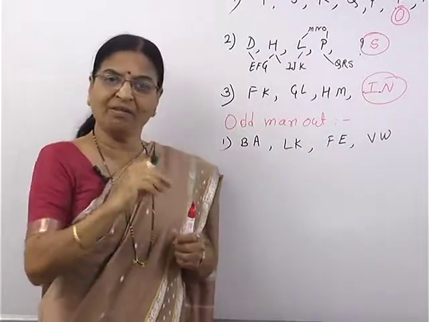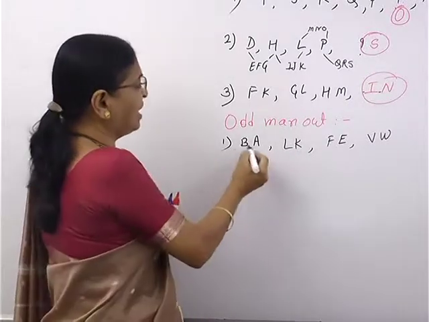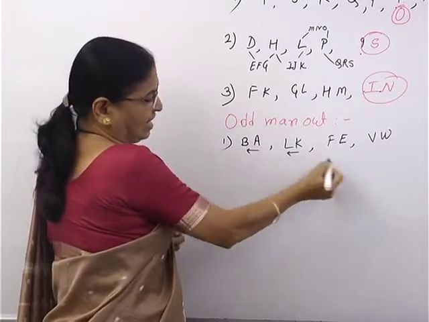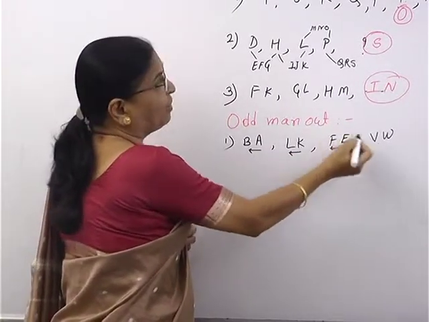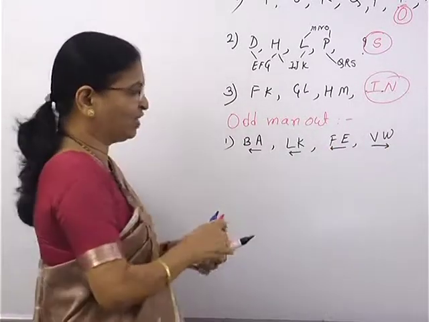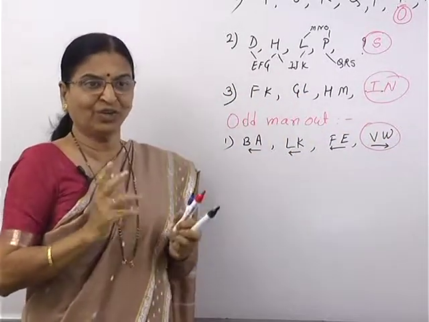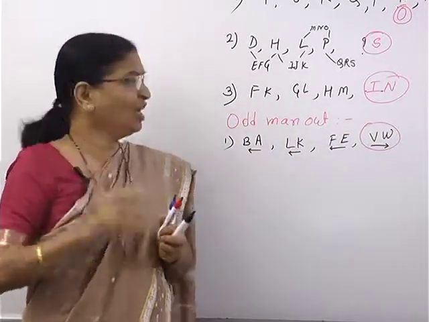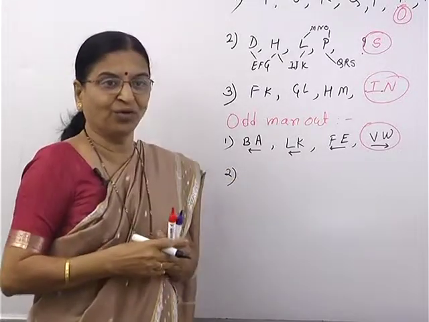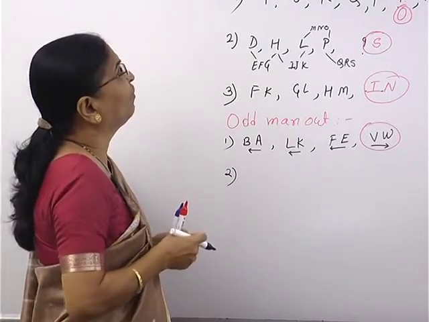Of course, it will have its own number, 1, 2, 3, 4, and you want to find out. See, A and B, it is like that. K and L, E and F, but you have V and the next letter. Okay, so you can say that this is an odd man out. So the rule applies to the first 3 but not to the 4th one. Of course, it is not always the 4th one.